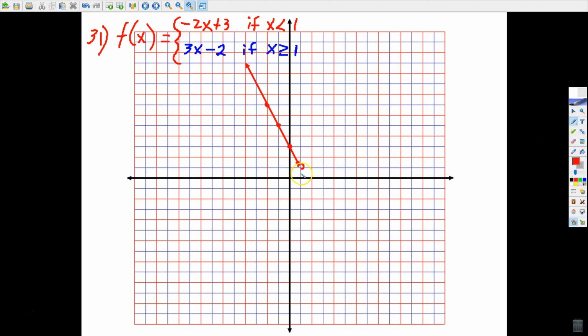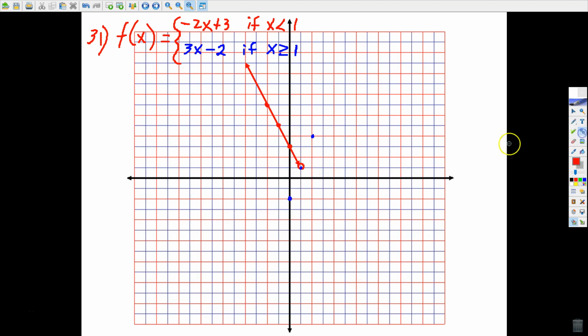Okay, and why did I leave it as an open circle at 1? Because it did not say or equal to. All right, if it did, I would have closed the circle. Okay, so that takes care of the red piece. Now let's do the blue piece. It has a y-intercept of negative 2 and a slope of positive 3. Up 3, right 1.